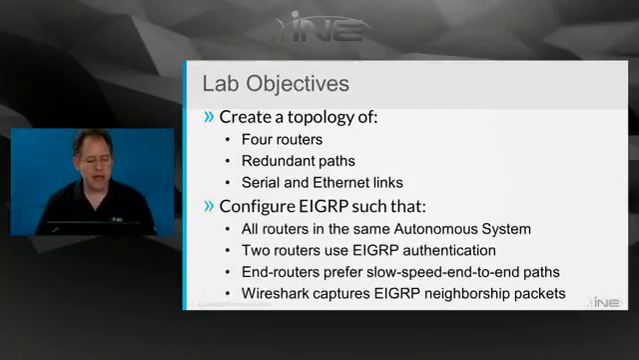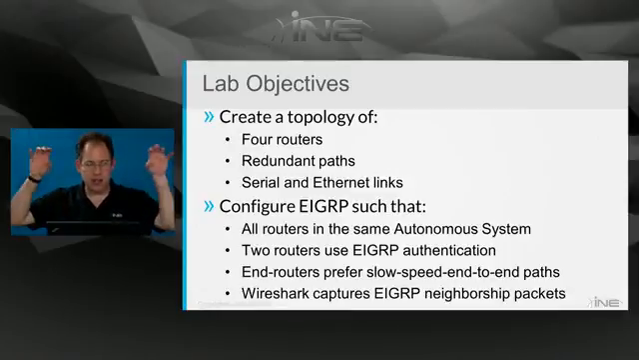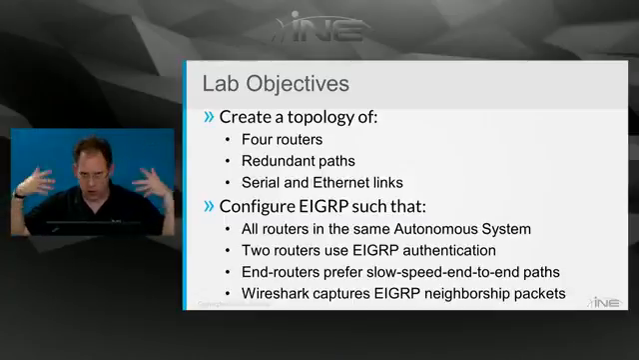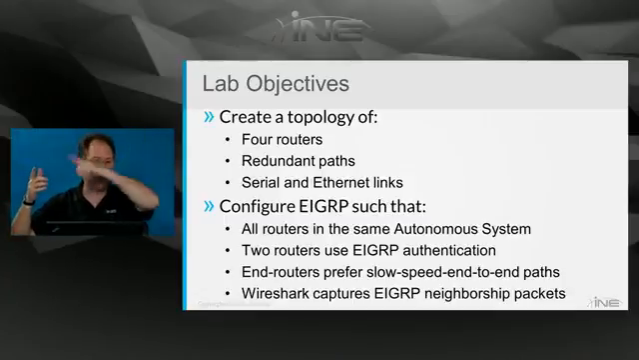We're going to configure EIGRP such that all the routers are in the exact same autonomous system. 2 of those routers are going to form a neighbor relationship using EIGRP authentication, because you need to know how to configure and troubleshoot that for the CCNA. The routers at either end of the topology should use the slow speed link by the time we're all done. So if they're pinging each other, they should go across the slow speed link. You're going to have to manipulate EIGRP to accomplish that.